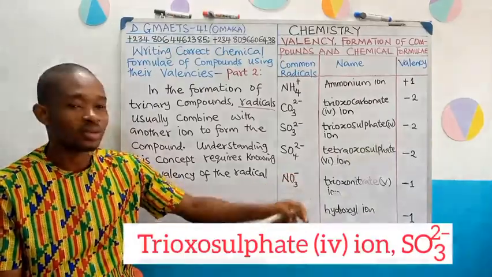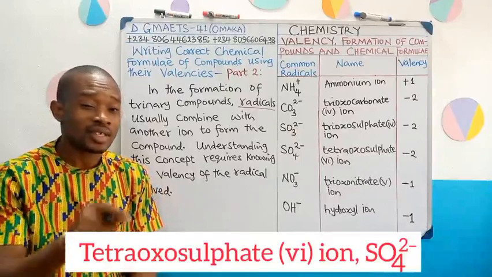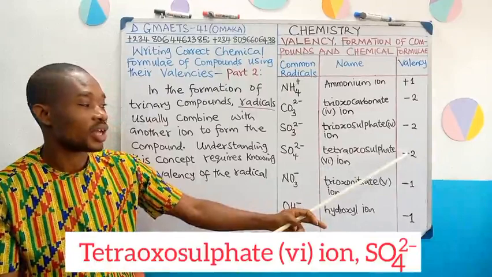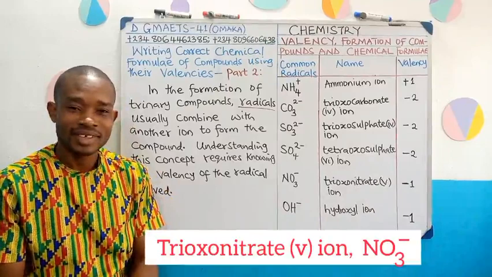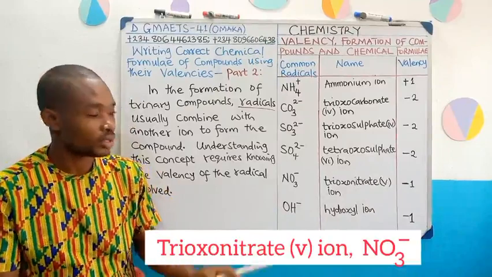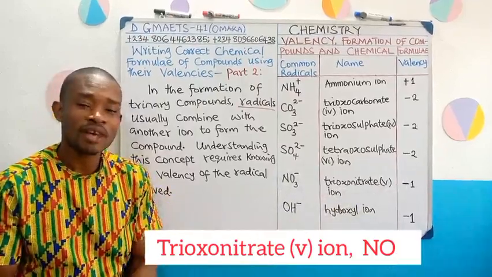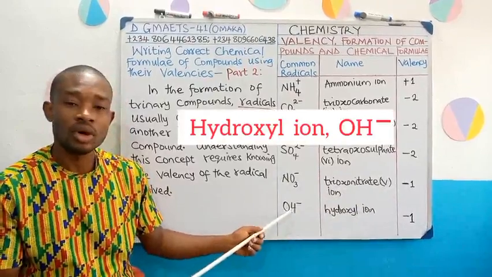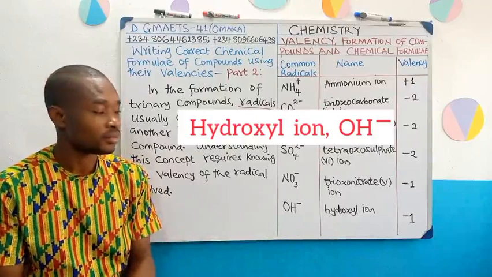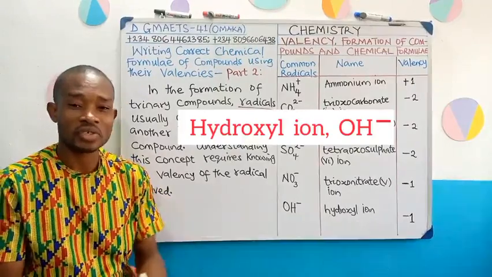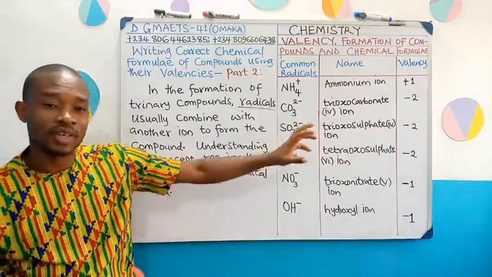The valency is -2. What about SO4 2-, tetraoxosulfate 6 ion? The valency again is -2. Then we have NO3-, the trioxonitrate 5 ion. The valency, as you can see here, is negative, so it's -1. We have the hydroxyl ion, OH-. Sometimes we can call it hydroxide ion. Is that okay? -1 is the valency.